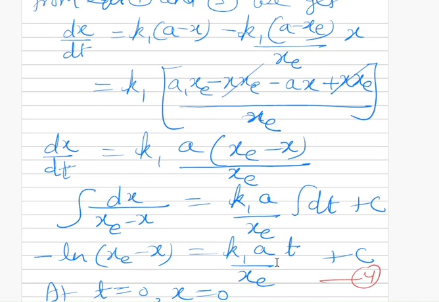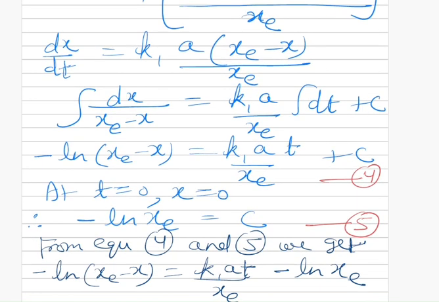Now collecting the terms and integrating, what we get, integral of dx over xc minus x is equal to K1 a by xc integral dt plus c. This is the integration constant. So after integration, we get minus ln, natural log of xc minus x, is equal to K1 a into t by xc plus c. This is equation number 4.